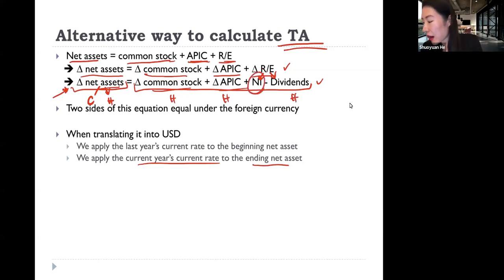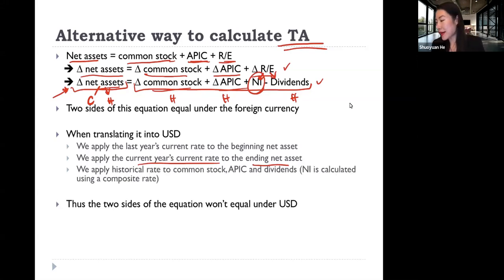And for net income, this is a composition of different rates, because of the way it is calculated. So now this equation balances under the original numbers. And now because we're applying different rates to different parts of this equation, after we have applied different rates, is this equation still going to balance? So the answer is no, right? It's not going to balance.